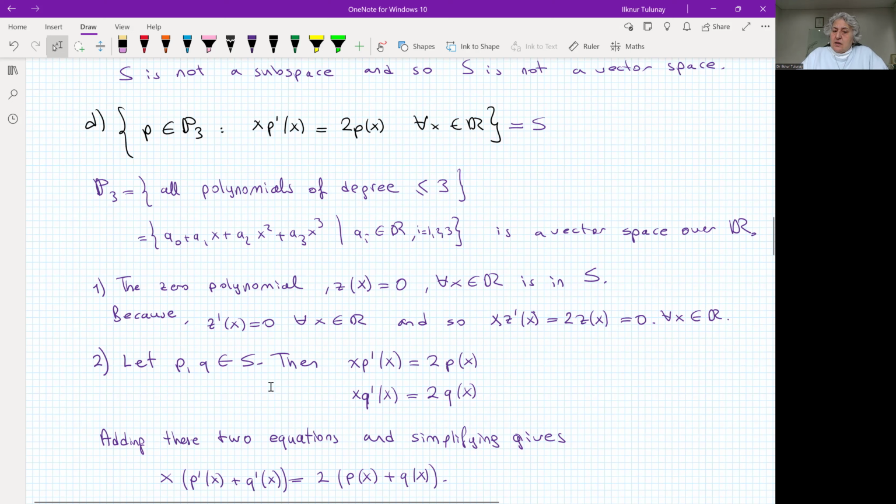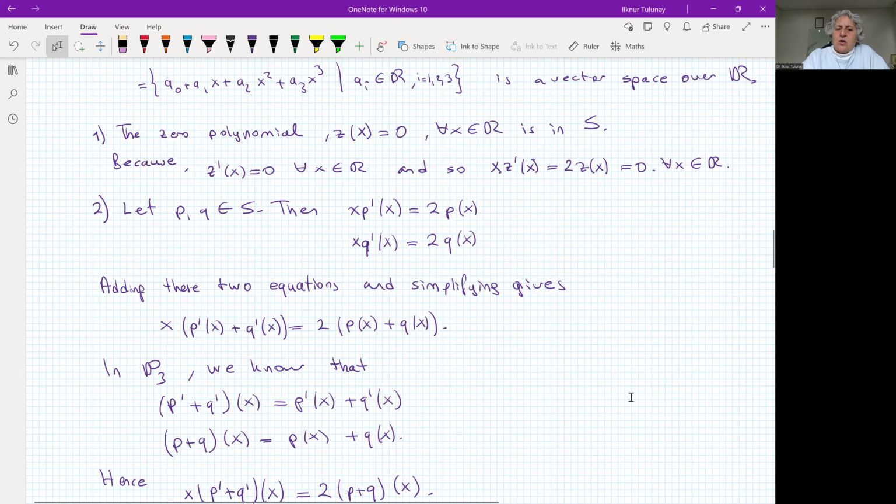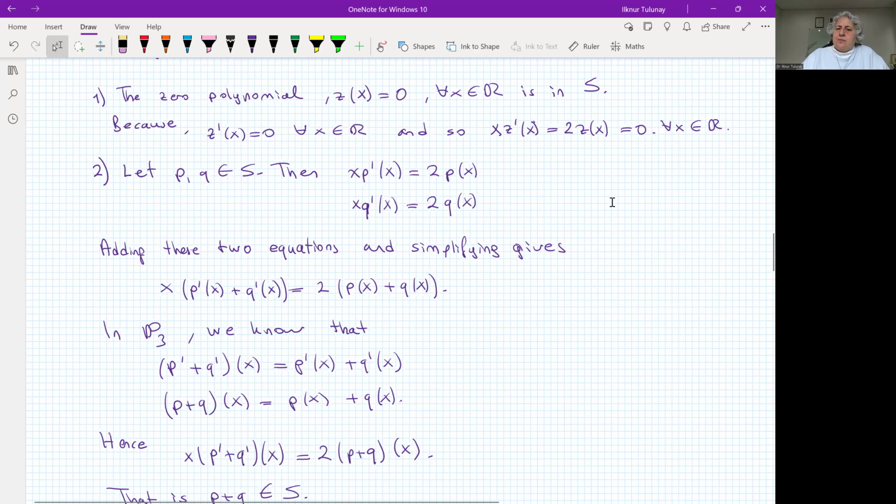Now, the second axiom says to take any two vectors in your subset. In this case, it will be two polynomials in this set. Since these two polynomials are in this set, each has to satisfy this condition. Q, being an element of S, should satisfy this condition. Now, from that condition, we need to look at the axiom for P plus Q. We want to prove that P plus Q is in the set S.